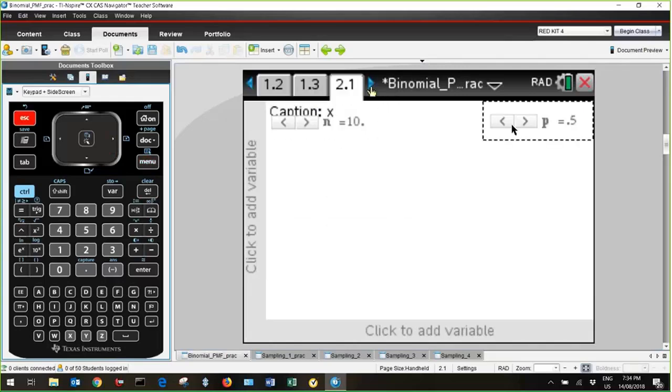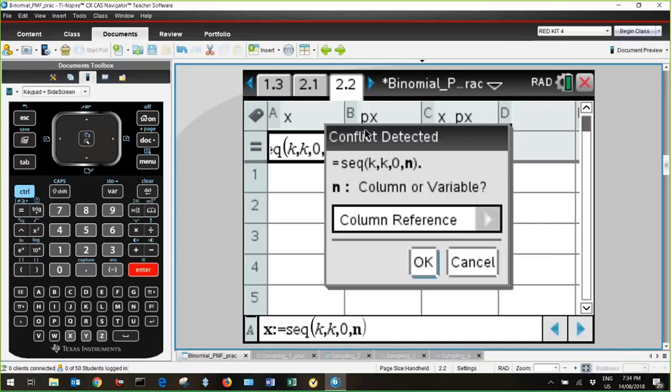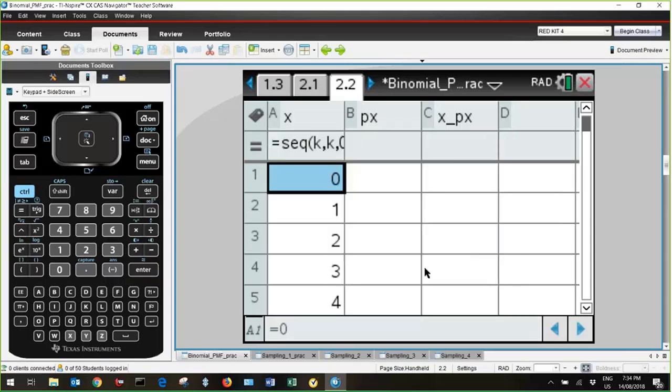Now I'm going to operate this from a spreadsheet. In this column I've got x, the number of successes, and I'm going to use a sequence command where the expression is k and the variable is k, so it just returns the values of k, from 0 to n. The reason I've done it this way is that as I change n on the slider, the spreadsheet will update automatically.